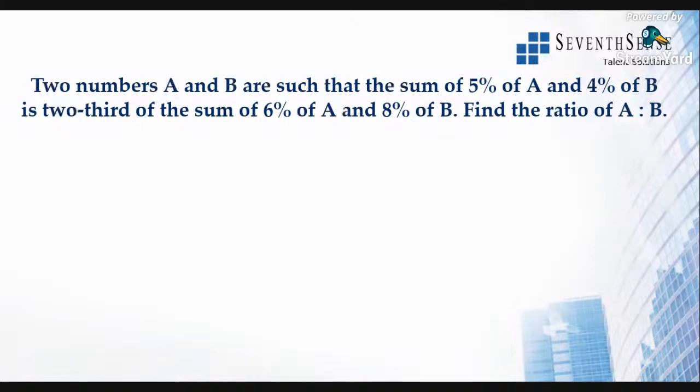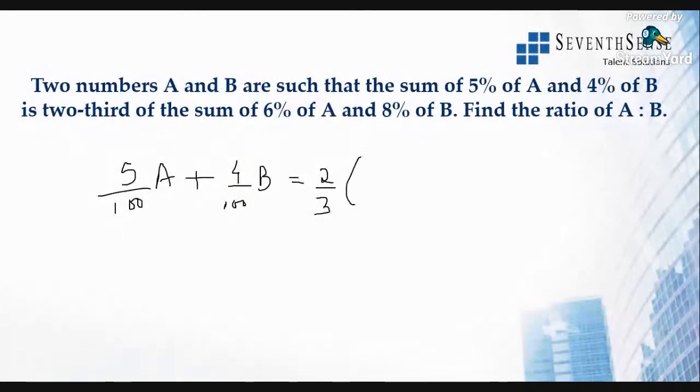Check it out. Two numbers A and B are such that the sum of 5% of A and 4% of B is 2/3 of the sum of 6% of A and 8% of B. Simple question. 5% of A, that is 5 by 100 A, plus 4 by 100 B is equal to 2/3 of the sum of 6%, that is 6 by 100 of A plus 8 by 100 of B. All right, this is 100.